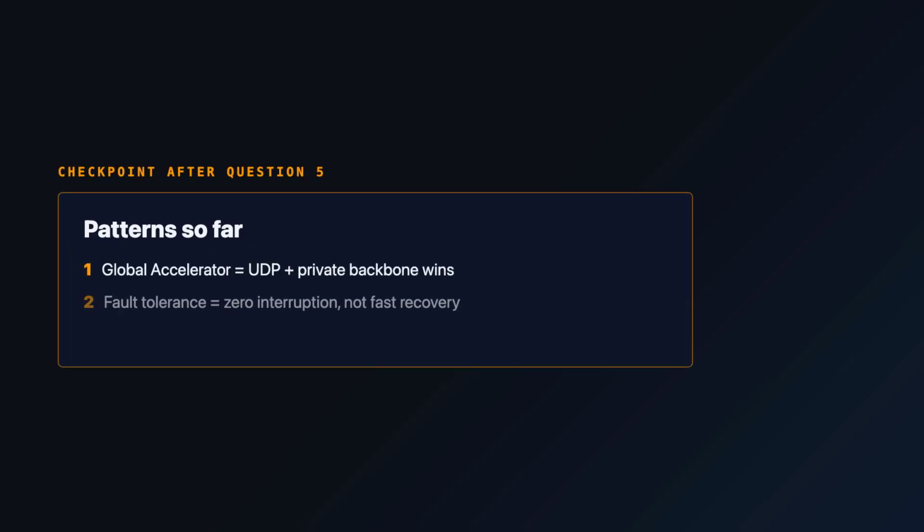Global routing and resilience definitions set the early tone. Global Accelerator owns UDP and private backbone traffic. Shield Advanced bundles the response team with cost protection. Fault tolerance demands zero interruption, not just fast recovery.